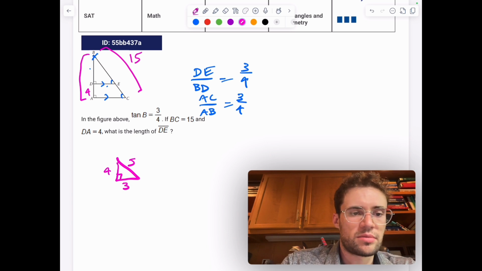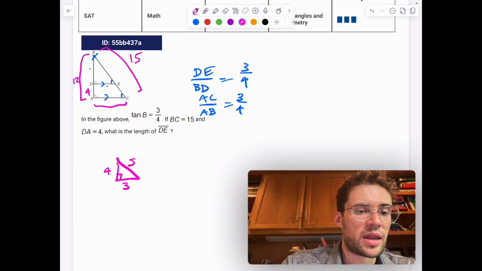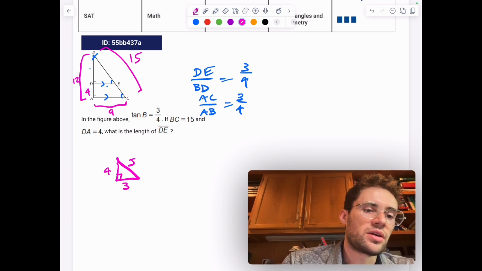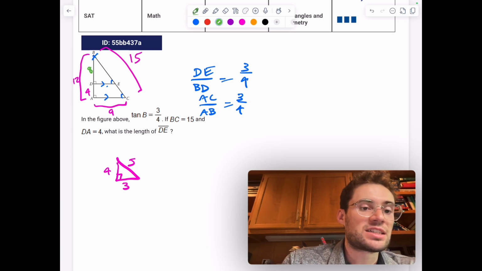So this side, which is the side that corresponds to the 4 in the 3 over 4 of the tangent, should be 4 times 3. Right? It's the 3, 4, 5 scaled up by 3. So that side would be 12, and then this side should be 9. All right, so that's something that we already know, and then you could use that to figure out what BD is, because if DA is 4, you just take 4 away from 12, that leaves you with 8 up here, and 8 is 4 doubled.